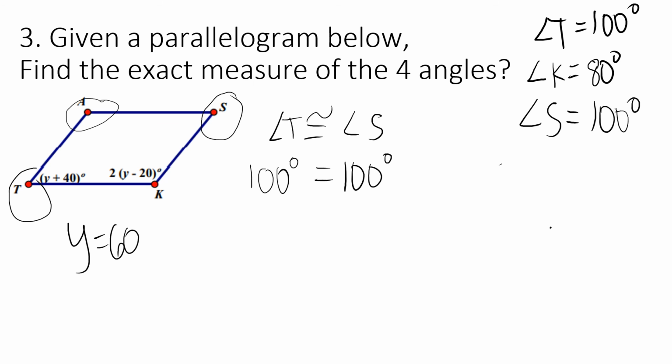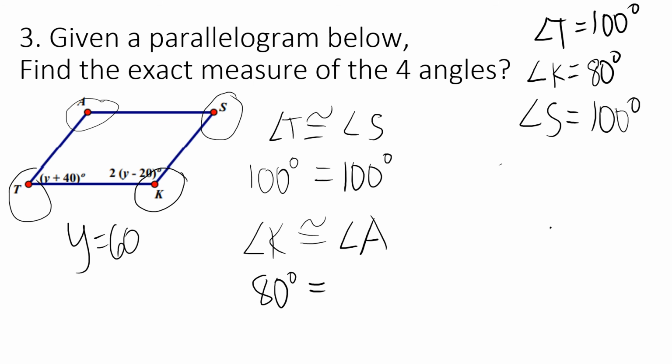Same property is applicable to angle A and angle K. So angle K is congruent to angle A. You have there the measure of angle K is 80 degrees. So that is equal to the measure of angle A, not angle S. I'm so sorry. Angle A. That is, the measure of angle A is 80 degrees. So angle A is equal to 80 degrees.